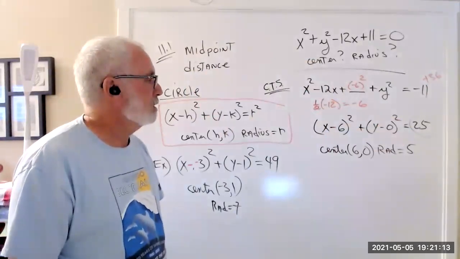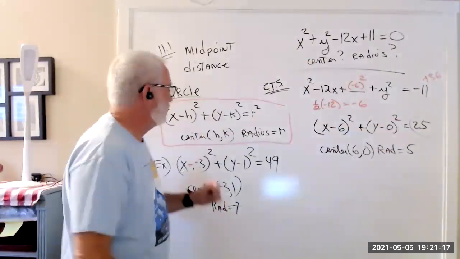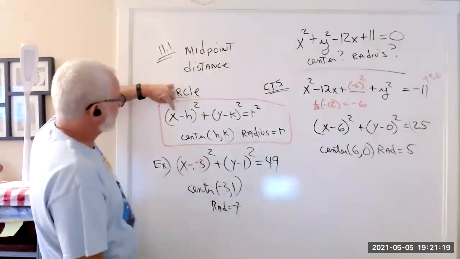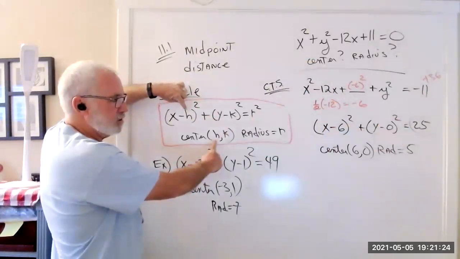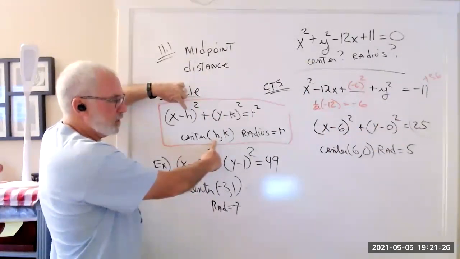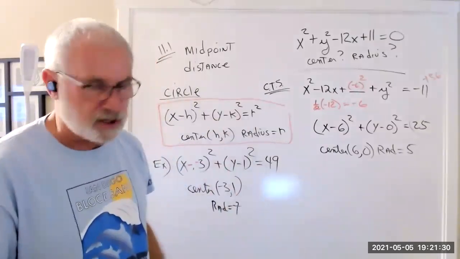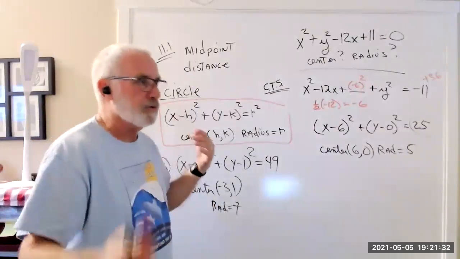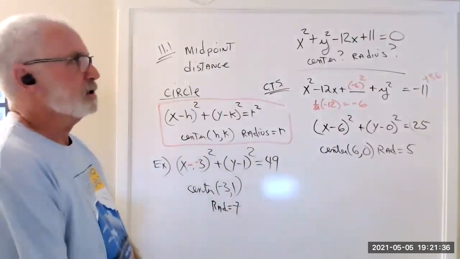Is the center -6 or +6? Positive 6, because remember, when I have x minus h, I just take the h. Oh, that's right. Okay, thank you. No problem. I mean, this is all new. It's not hard, but there's enough new stuff here that it's easy to get lost.